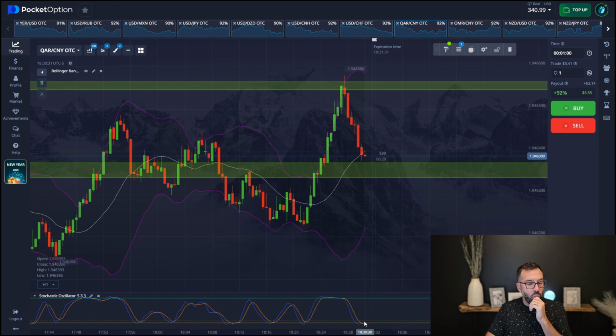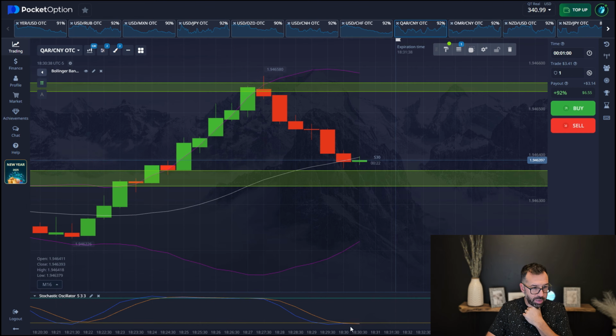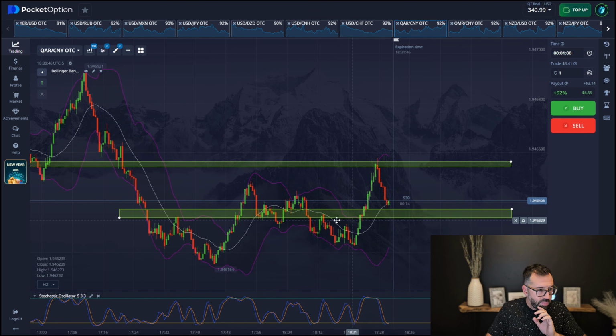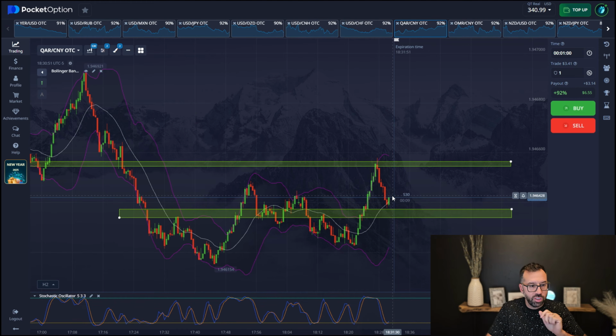We are way under here on the stochastics, so this is a surefire sign. And if we look here, she's just bouncing around down here. And let's see if this turns back around. And it could very well have turned back around already and be heading back up, which is fine. We can move on to another chart. Let's see what we got.